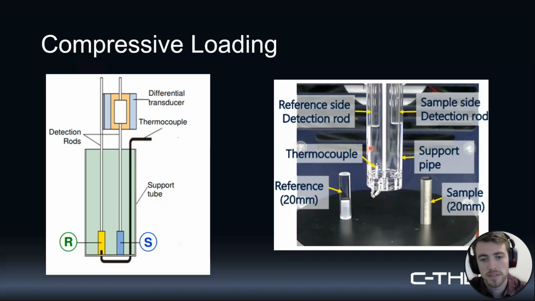As you can see here on this side, we have a picture of it. Kind of hard to see because it's all made of quartz and you can see through it. But we have the reference, which goes on this side, and this is the detection rod to measure how much the reference moves. Again, the reference is made of the same material as the attachment. Then we have the sample over here, which goes on the other side, and that's what we really want to record the expansion of.